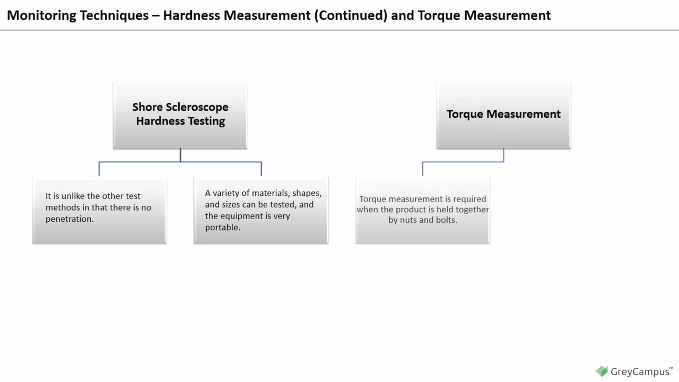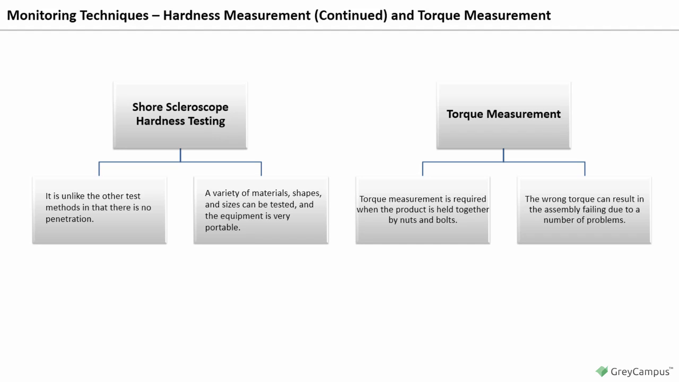Torque measurement. Torque measurement is required when the product is held together by nuts and bolts. The wrong torque can result in the assembly failing due to a number of problems. Parts may not be assembled securely enough for the unit to function properly, or threads may be stripped because the torque was too high, causing the unit to fail.